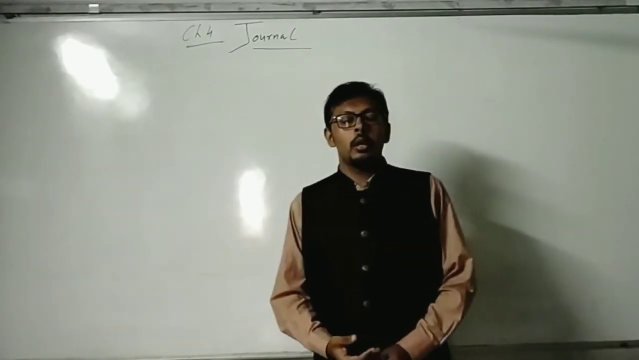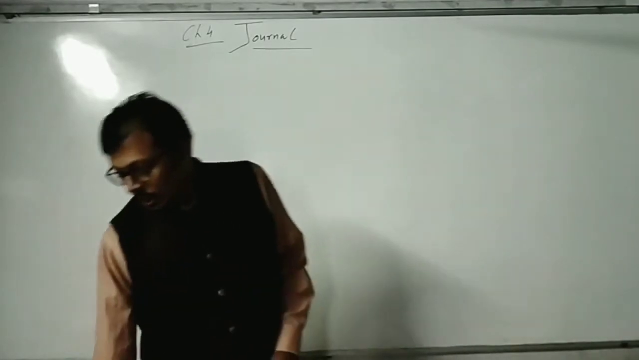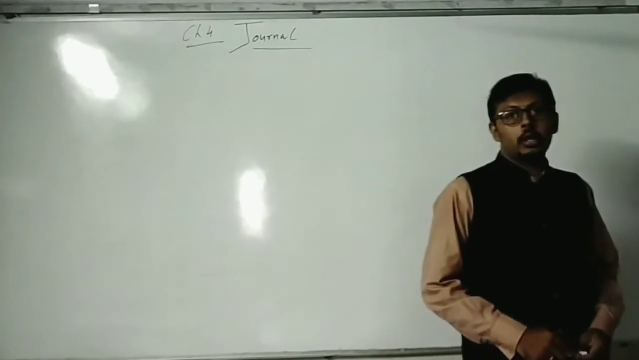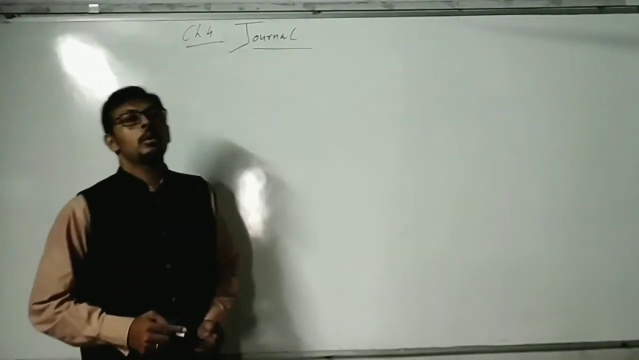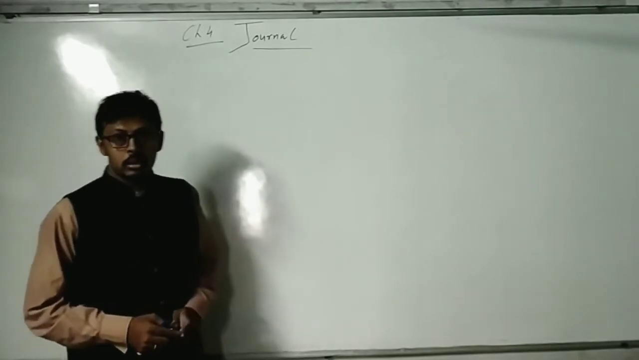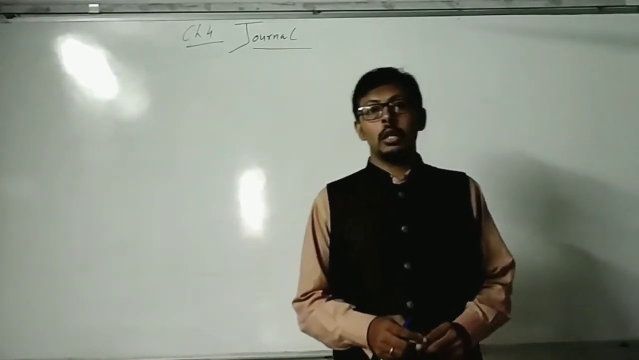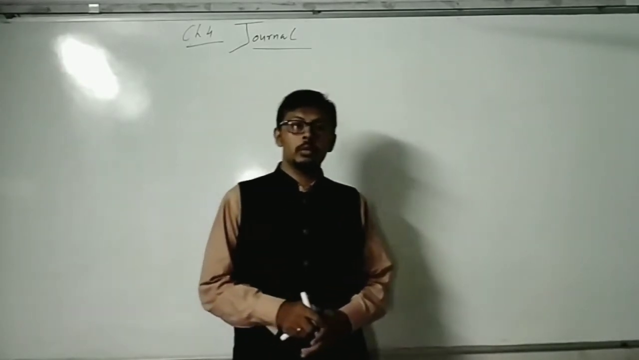Hello everyone, welcoming you all to today's online session for accountancy chapter number 4, that is journal. Before coming to the chapter, I'll revise chapter number 2, the golden rules of accounts. As you have seen, there are 3 types of accounts: personal accounts, real accounts and nominal accounts.